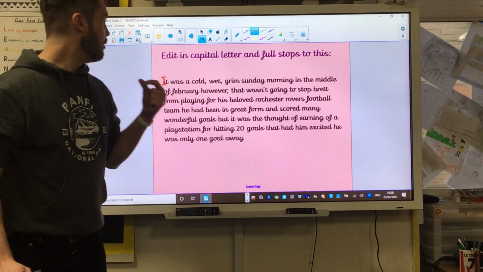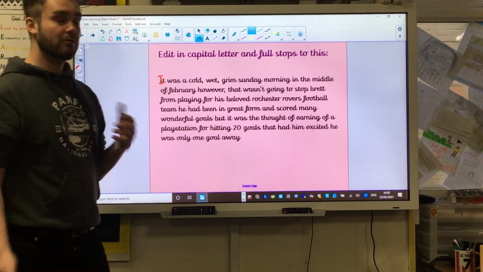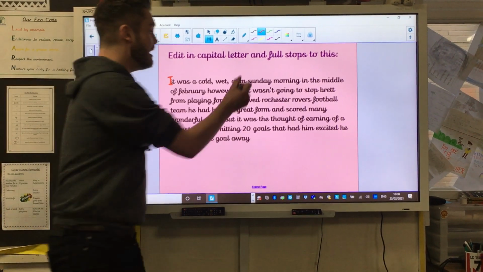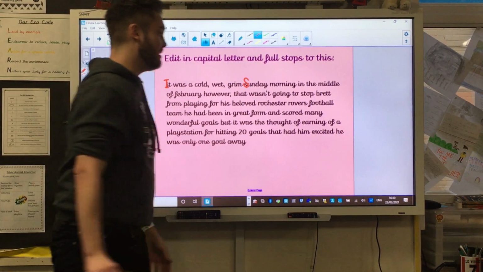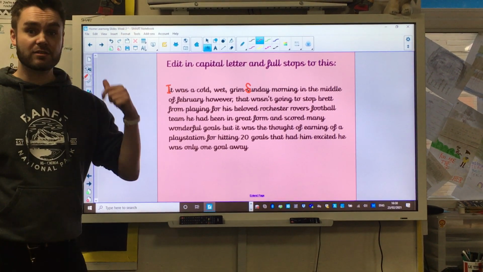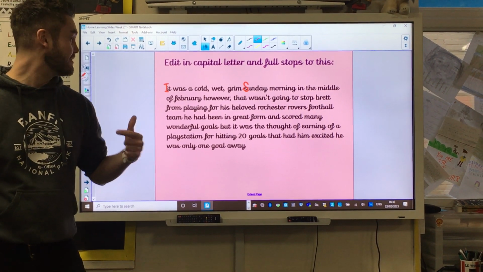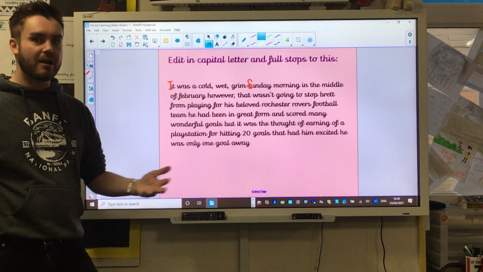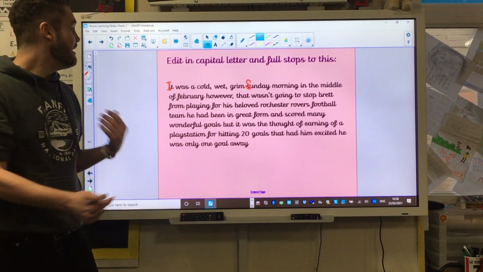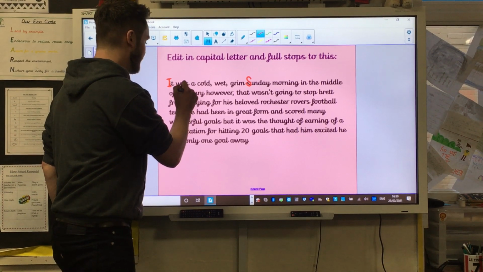It was a cold, wet, grim Sunday. Well, Sunday is a day of the week. As we know, that needs to be capitalised. It was a cold, wet, grim Sunday morning in the middle of February. Well, February is a month, shall I say. It needs to be capitalised.